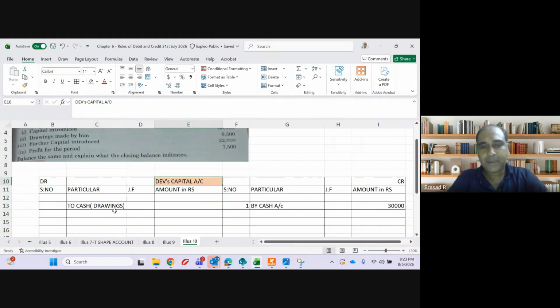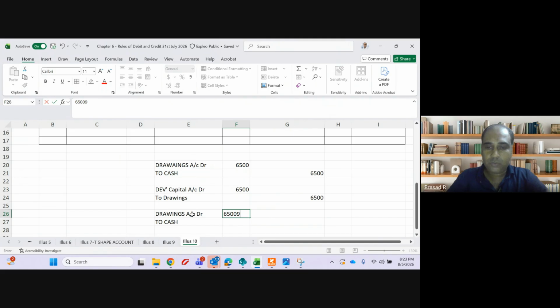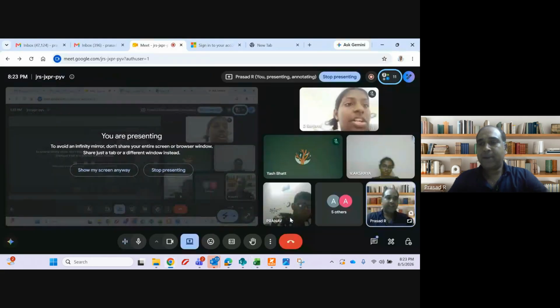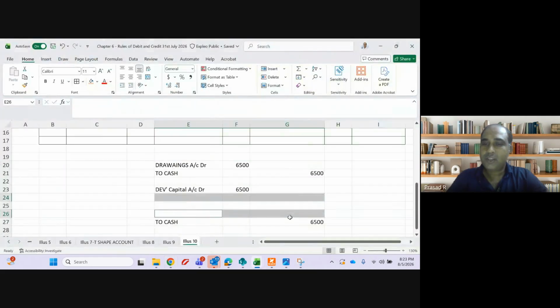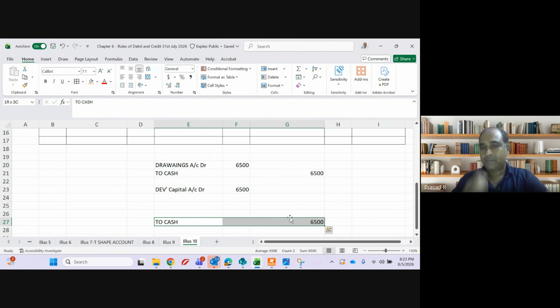Instead of putting Dev's capital account debit to drawings, if I put this, then I have to put one more entry: drawings account debit to cash account. See how this entry and this entry are the same. Here drawings is credited, here drawings is debited. Debit minus credit, that account will become 0. Ultimately, what remains? Dev's capital account debit to cash account. Clear?